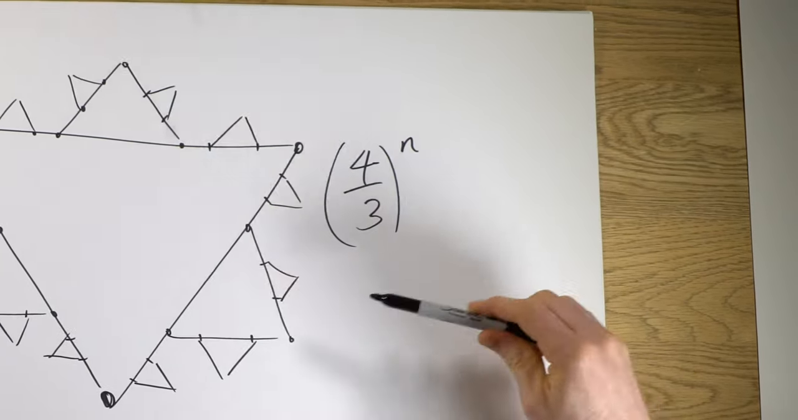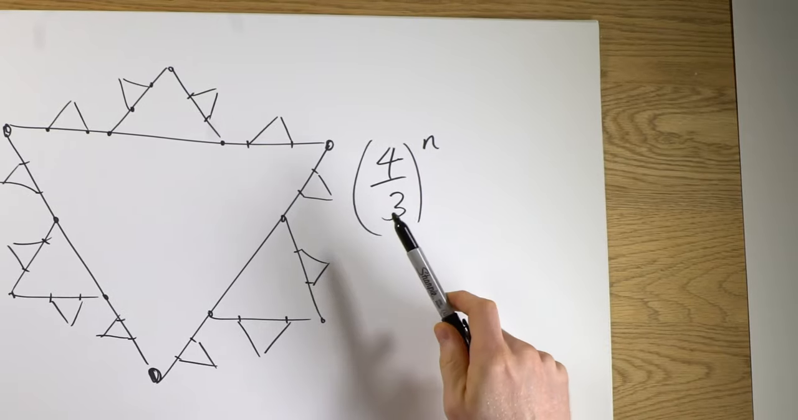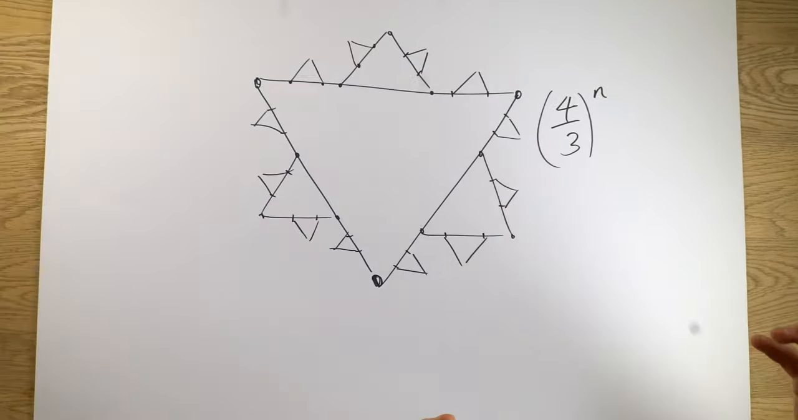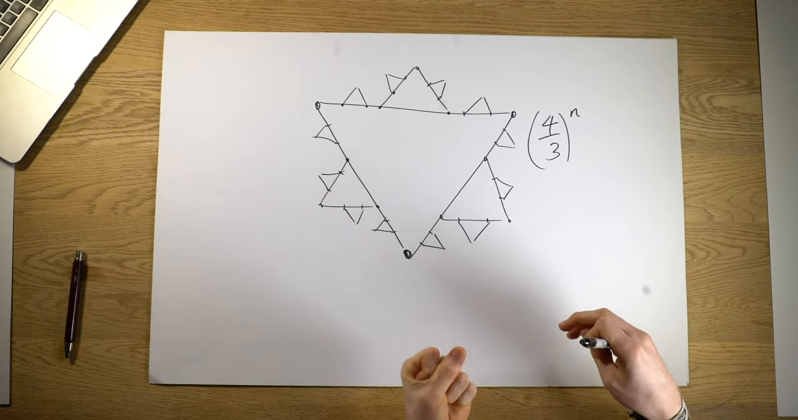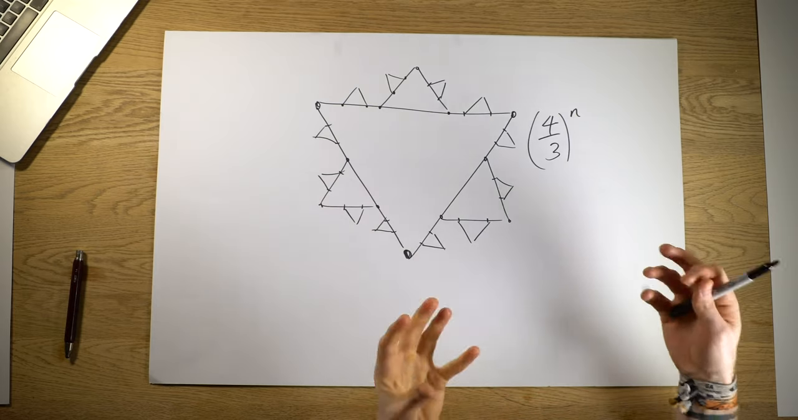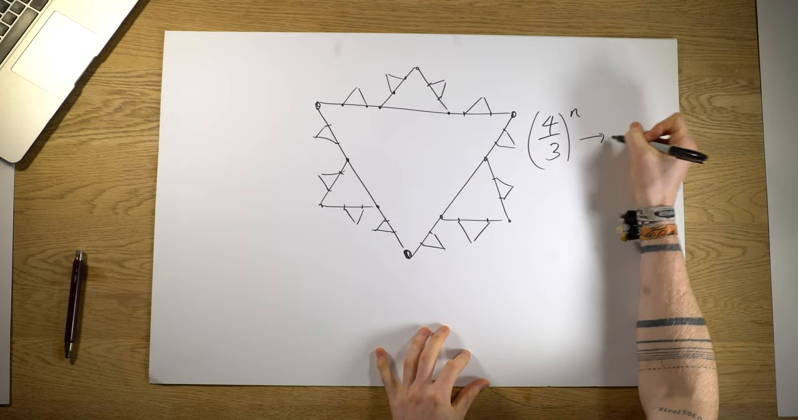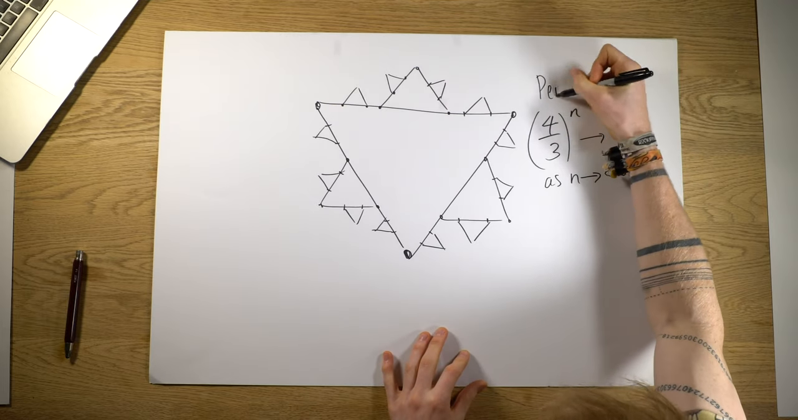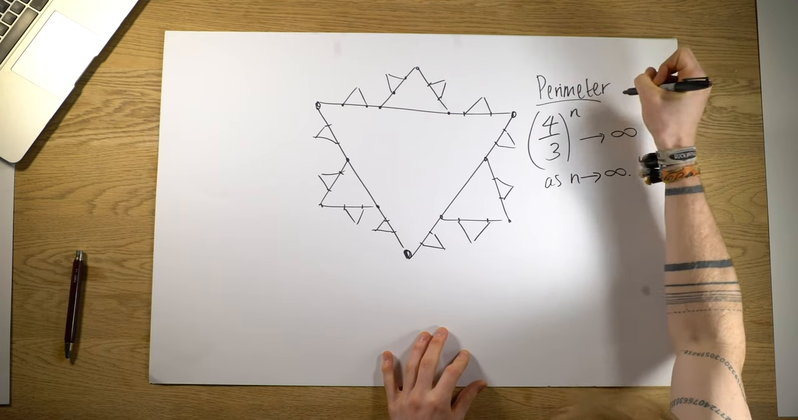And now as n gets larger and larger, this number will get larger and larger because 4/3 is bigger than 1. And any number larger than 1 taken to a larger and larger power becomes bigger and bigger. So this is going to tend to infinity as n goes to infinity. And this is the perimeter.